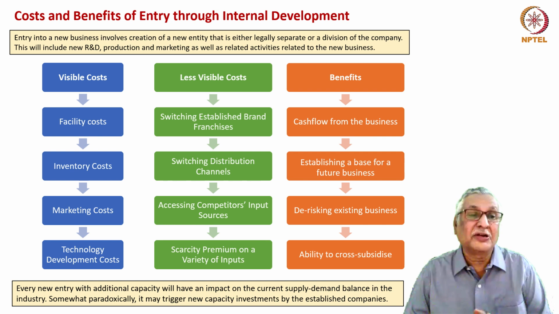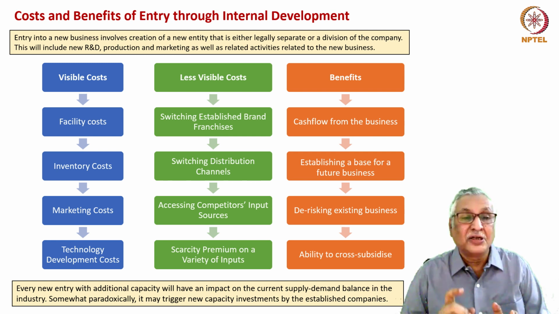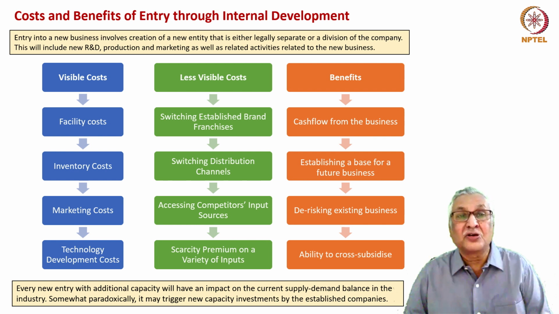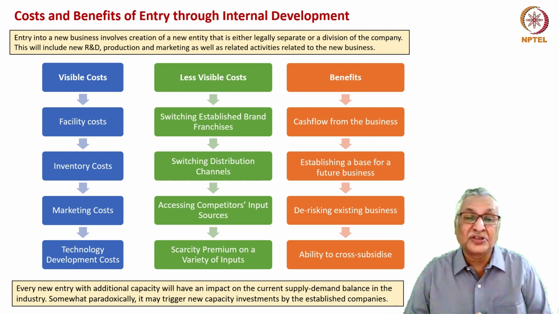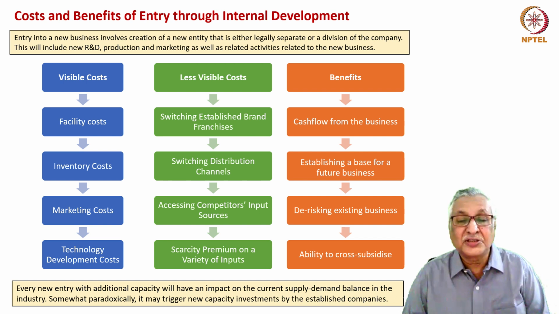When you do that, there will be several visible costs and there will be several less visible costs. The visible costs are in terms of setting up the facilities, costs of carrying inventory, the marketing costs, and the technology development costs. The costs which are less visible are the switching costs in making established brand franchises, switching distribution channels, accessing competitors' input resources and sources, and scarcity premium on a variety of inputs.